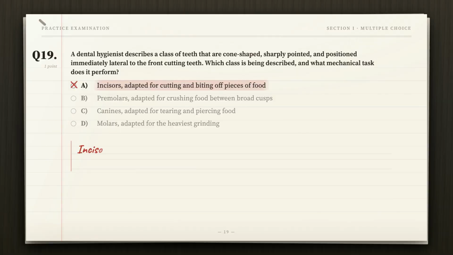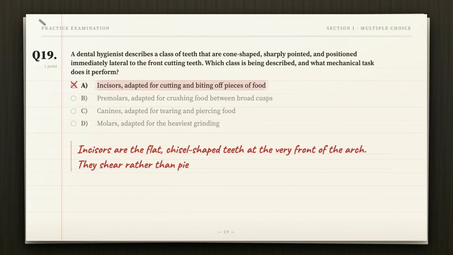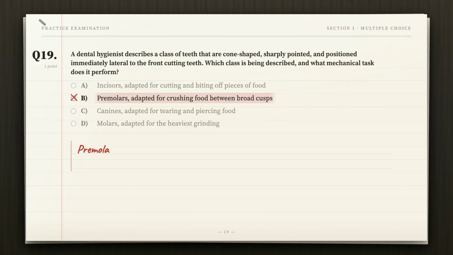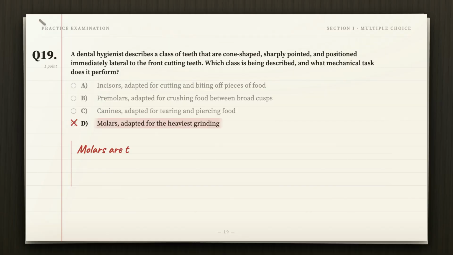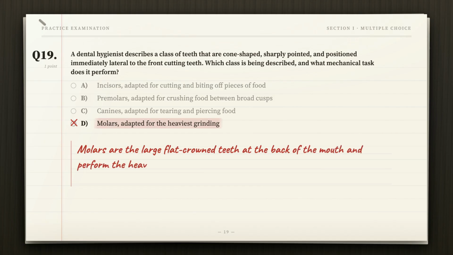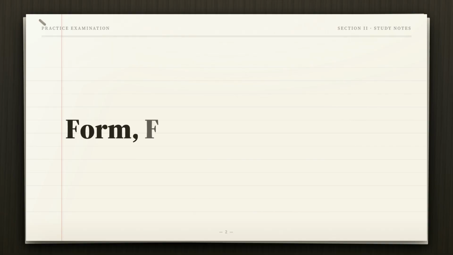A is wrong because incisors are the flat chisel-shaped teeth at the very front of the arch. They shear rather than pierce, and they sit medial to the canines. B is wrong because premolars, or bicuspids, sit behind the canines and have broad crowns with rounded cusps for crushing. They are not sharply conical. D is wrong because molars are the large flat-crowned teeth at the back of the mouth and perform the heaviest grinding. They are the farthest structures from the front-cutting teeth.